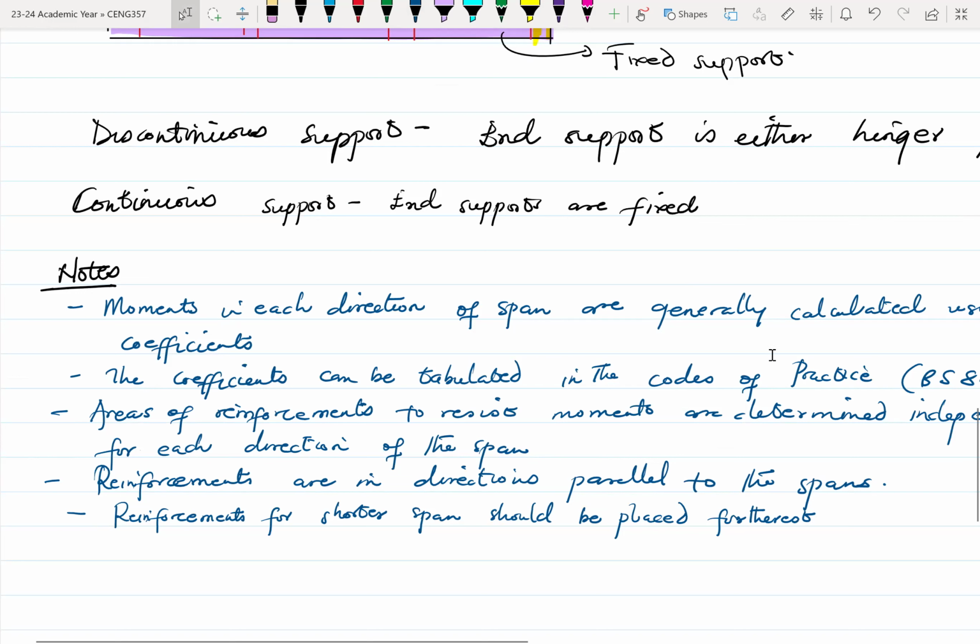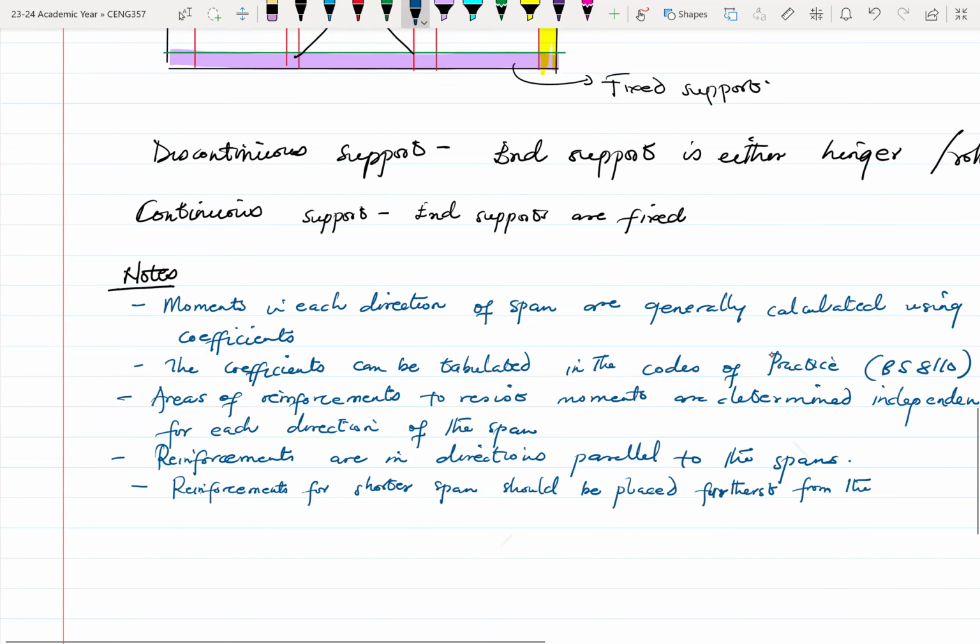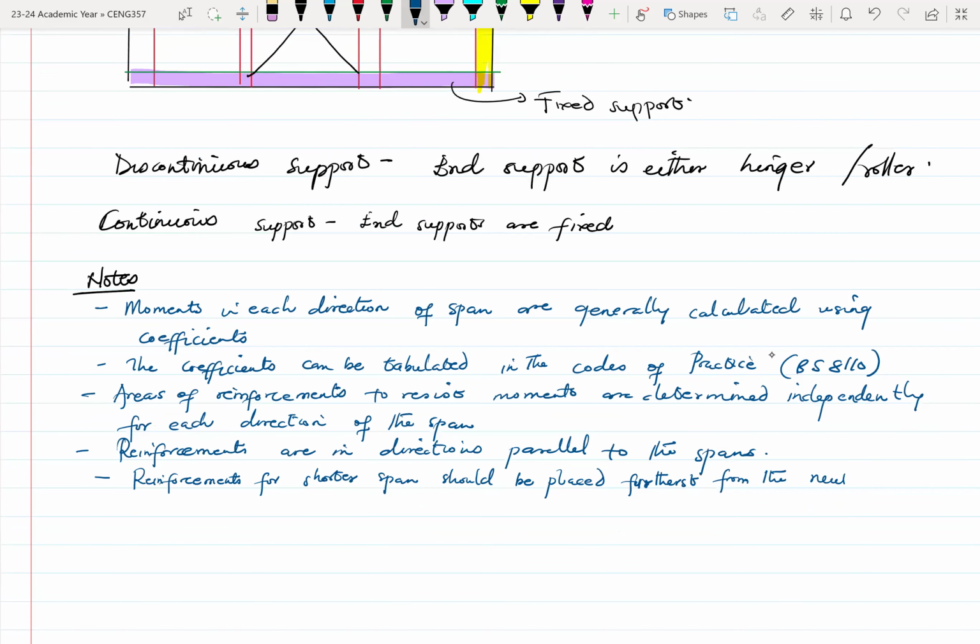Am I correct with my spelling? If it's wrong, furthest from the neutral axis. Okay, so this is also very important. What do I mean by that?